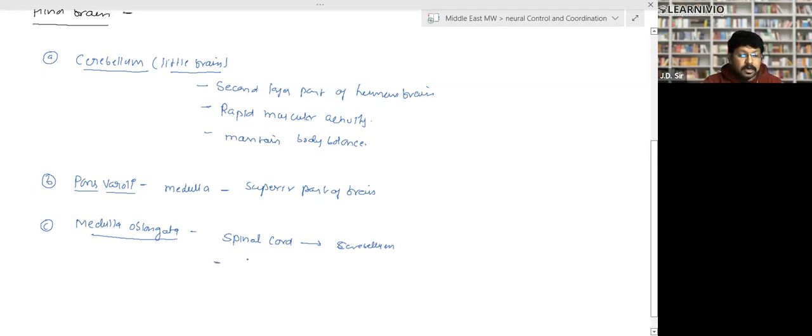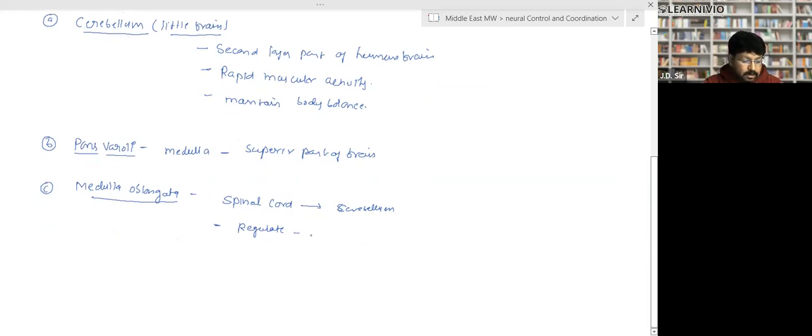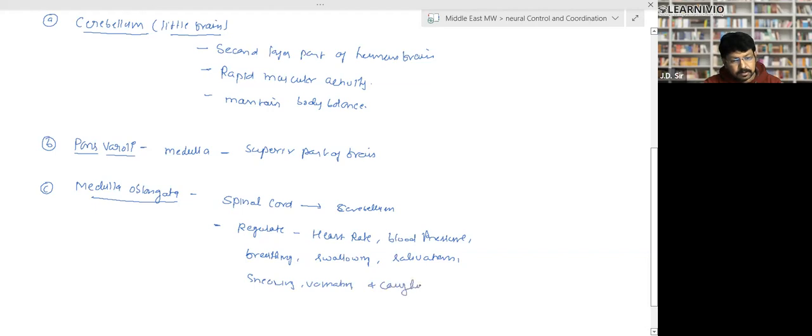Next, it also contains the centers that regulate heart rate, blood pressure, breathing, swallowing, salivation, sneezing, vomiting, and coughing, right? This was all about the human brain.